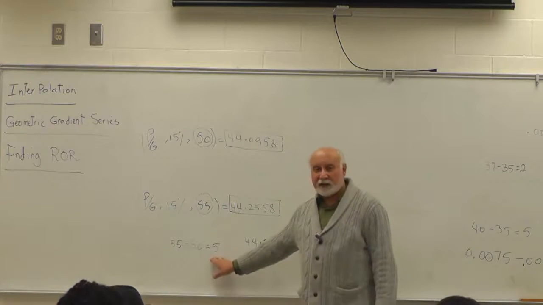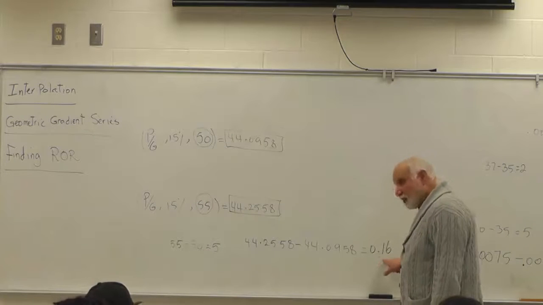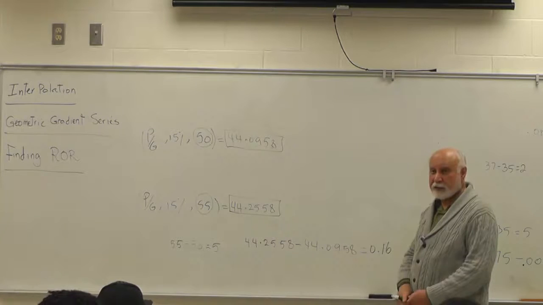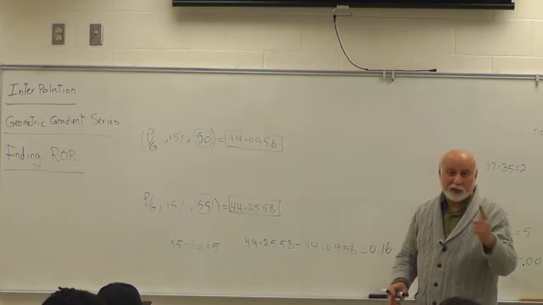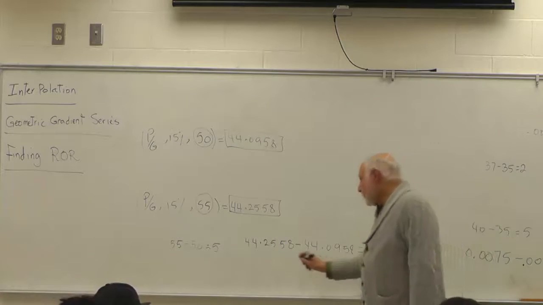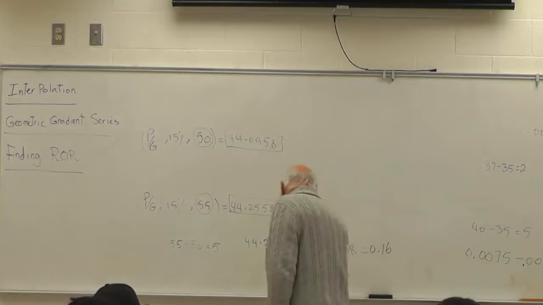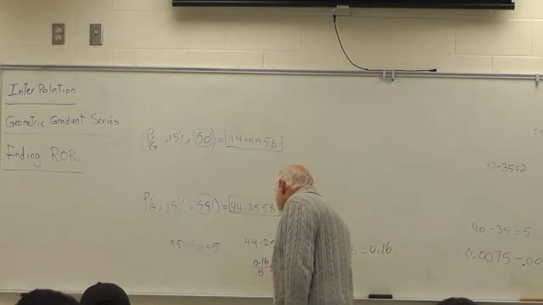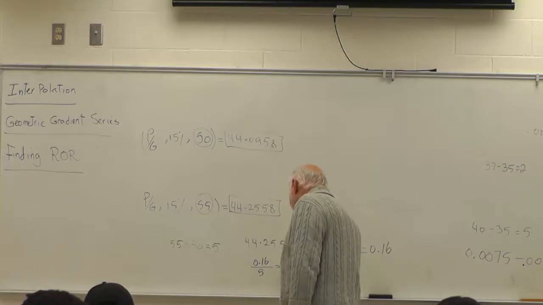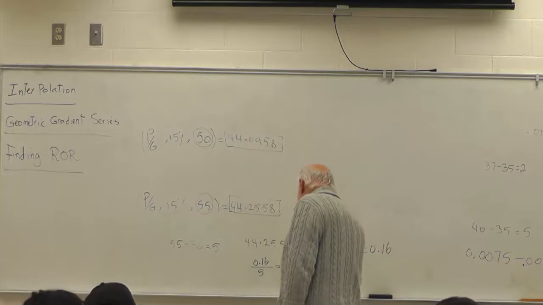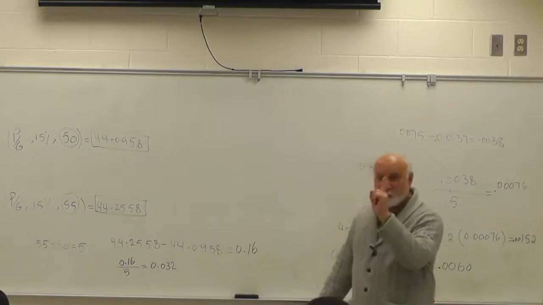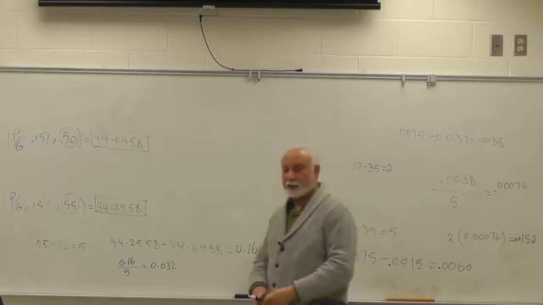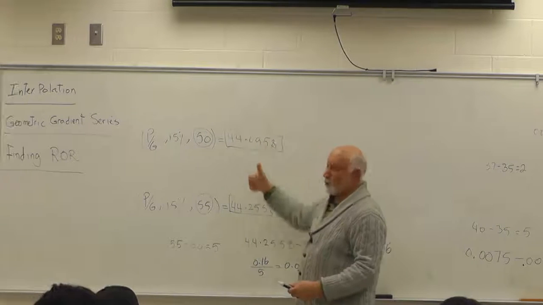For 5 years, there is going to be this much difference between these two factors. So what is the difference for 1 year? You divide them by 5. So you say 0.16 divided by 5, which will probably give you 0.032. So that is the difference for 1 year. Now you have two choices. You can either go this way or go that way.